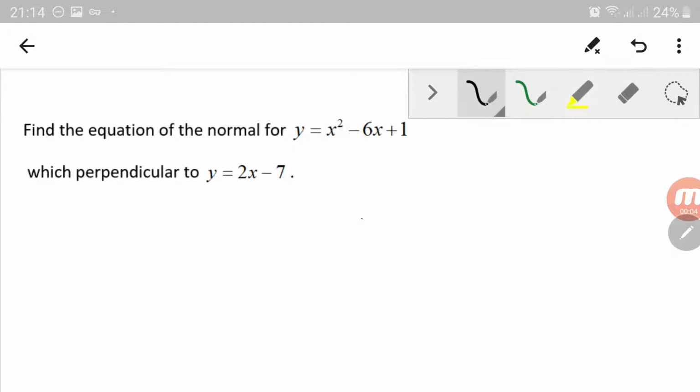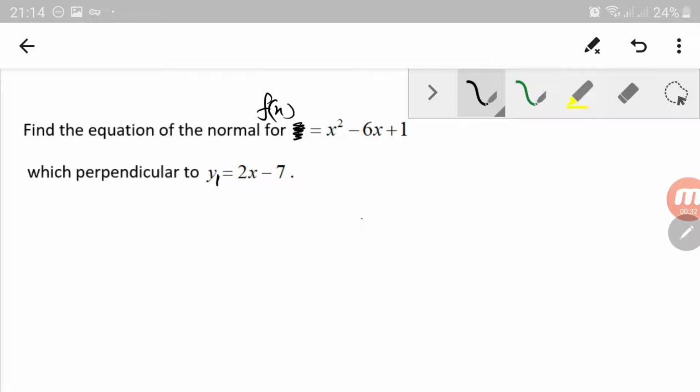In this video, I would like to share with you how to solve this kind of question. What we have to do is find the equation of the straight line that is normal to this curve, which is perpendicular to another straight line. Before we start, maybe I change this a little bit, f(x), to symbolize this is our curve, and this is our straight line, maybe y1.